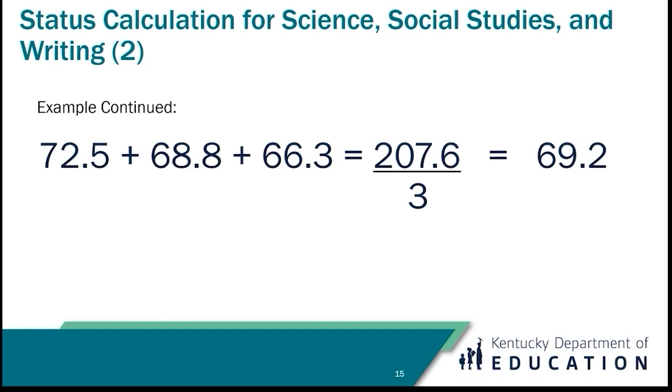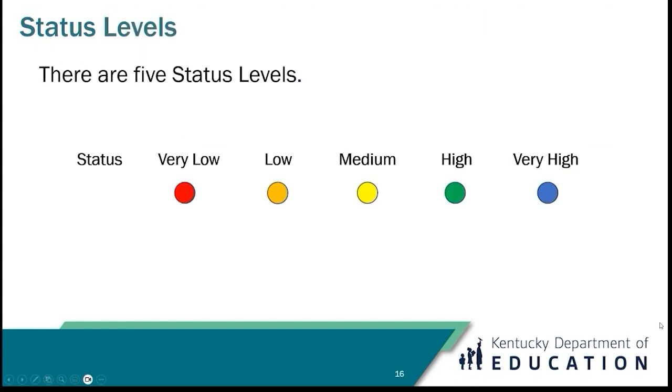Combining the scores for science, social studies, and writing will give us a total of 207.6, which we will then divide by 3, once for science, once for social studies, and once for writing, which will earn this example a score of 69.2 for the indicator of science, social studies, and writing. The numeric status score for each indicator in our example will then be assigned a color status level. Red is very low, orange is low, yellow is medium, green is high, and blue indicates very high.